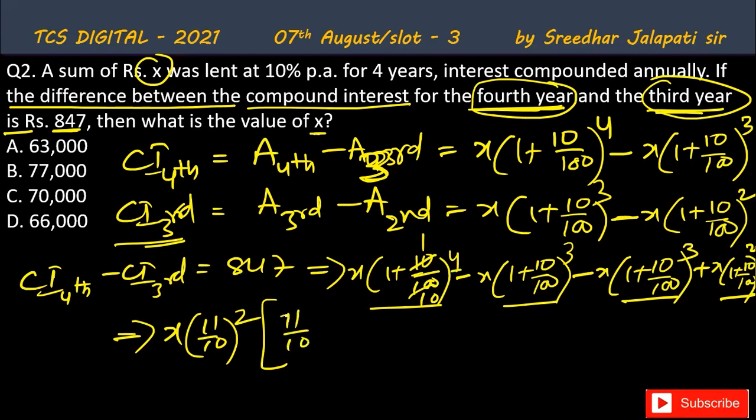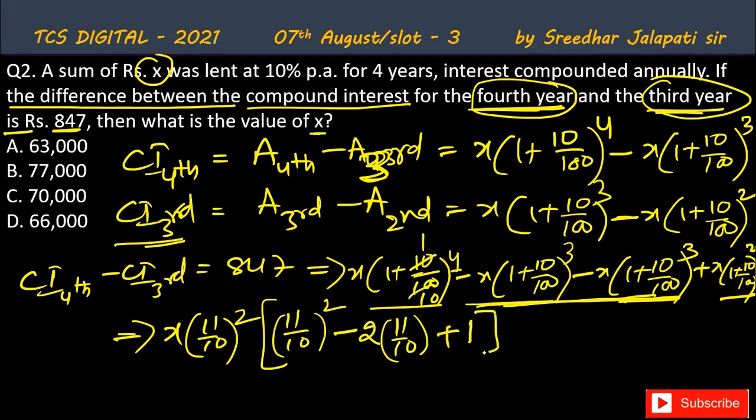So still 11 by 10 whole square is pending, minus. These are two same terms, so I'm adding 2 times. From both the terms, I took 1 plus 10 by 100 whole square common. Another 1 plus 10 by 100, that is 11 by 10, is pending, right? Plus, as I have taken this x into 1 plus 11 by 10 whole square common, this remains 1.